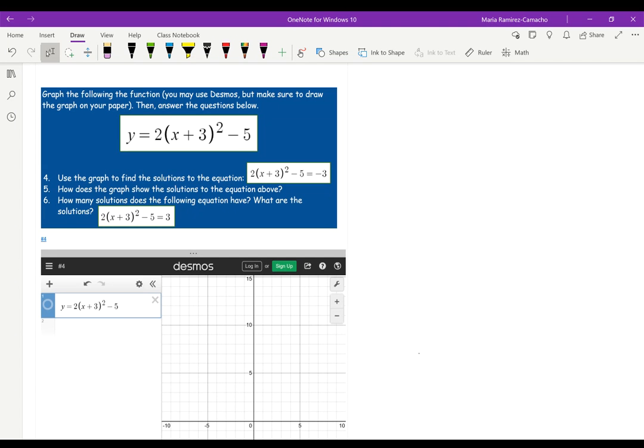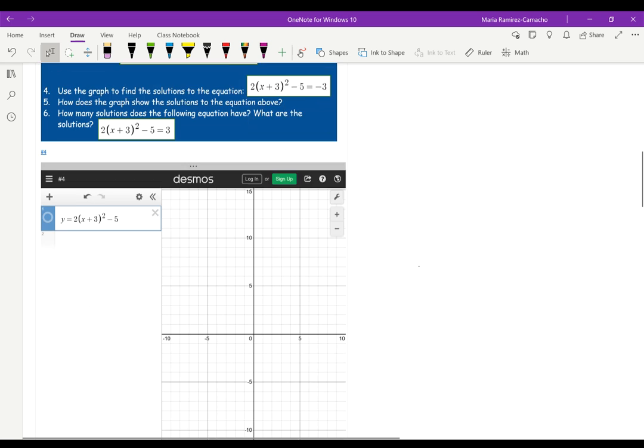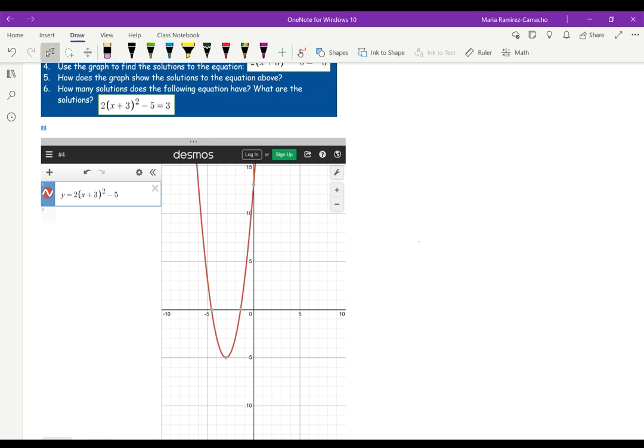This slide says graph the following function. You may use Desmos, but make sure to draw the graph on your paper. Then answer the questions below. So we've got the function y equals 2 times (x plus 3) squared minus 5. I've got it preloaded here on Desmos. It is a parabola. Make sure that you sketch this on your paper.